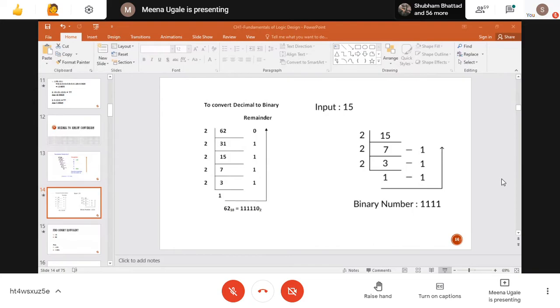Another example is the number 15. Divide by 2, 7, remainder 1. Divide by 2, 3, remainder is 1. Divide by 2, quotient 1, remainder 1. Finally, read out the number. So 15 will be represented as 1111. Understood this? How to convert a number from decimal to binary.